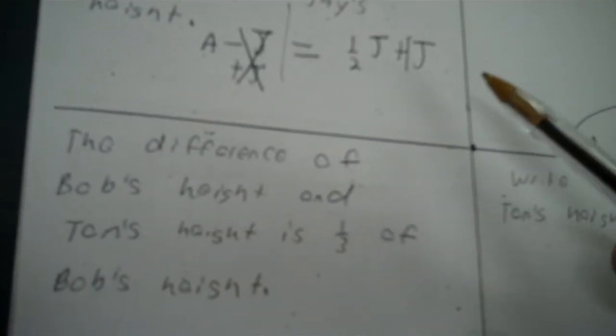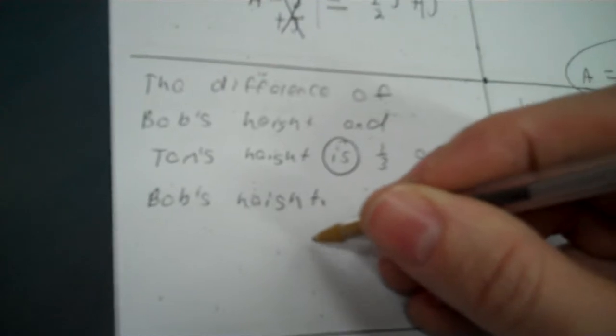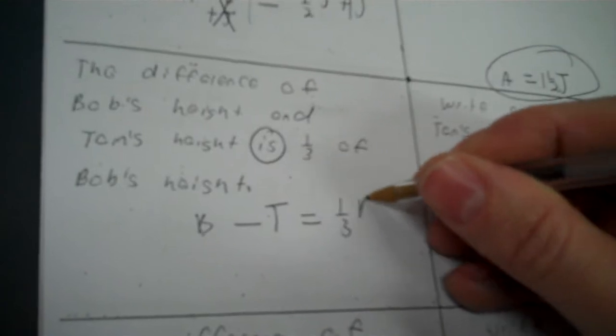Okay, these don't all work. They're not all cookie cutters. The difference of Bob's height and Tom's height is 1/3. So find that is, you have to come up with Tom's height, okay, over here. Okay, again. Bob, the difference means minus. You put B first and T second. You got to put them in the order they appear. Now over here, 1/3 of Bob's height, that's written as 1/3 B.